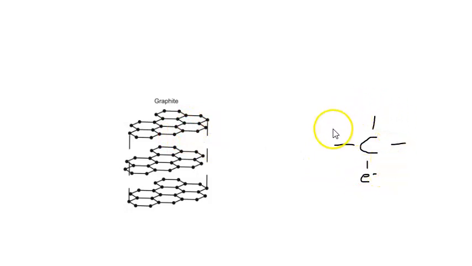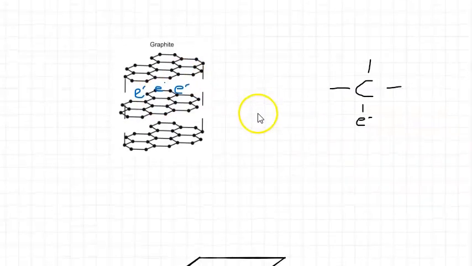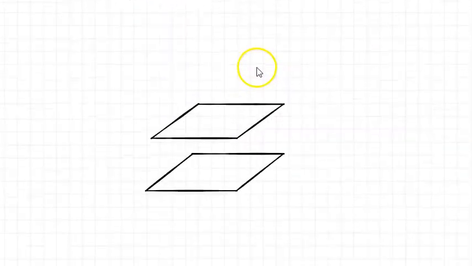So what is actually happening is each carbon has got 3 covalent bonds, and that one free electron is hanging out in between the layers. So actually what we would see is that in between these layers of graphite, we've got electrons that are delocalized and free to move throughout the structure. So that might give a hint as to one of the properties of graphite, which we will get into in a minute.